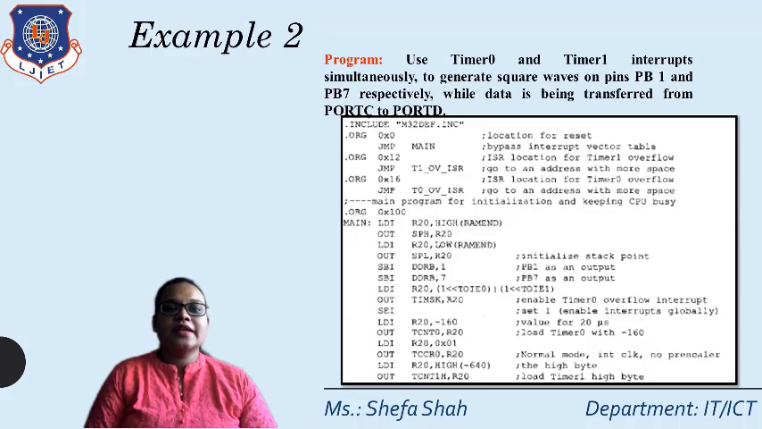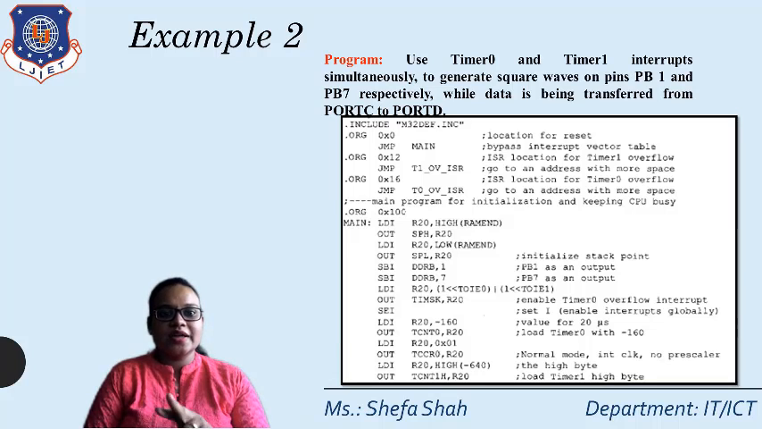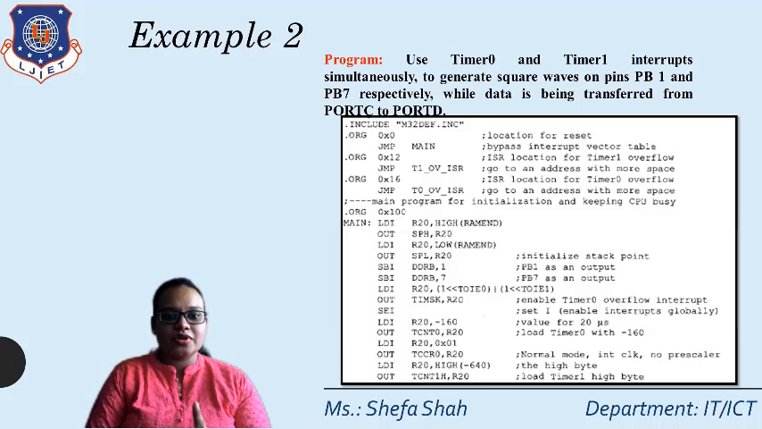Now, similarly, in the next example we are using two timers. Use timer 0 and timer 1 interrupts simultaneously to generate square waves on PB1, that is port B first bit, and port B seventh bit respectively, while the data is being transferred from port C to port D. So as we have discussed in the first program, all those things which we have written for the first program should be written for timer 0 as well as for timer 1, right? And the main program will be the same, that is initialization of all the ports as input and output, as well as the initialization of timer 0 and timer 1, right?